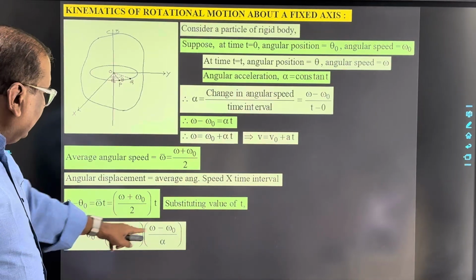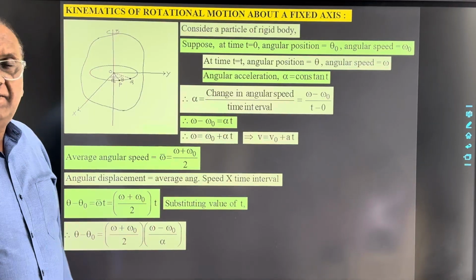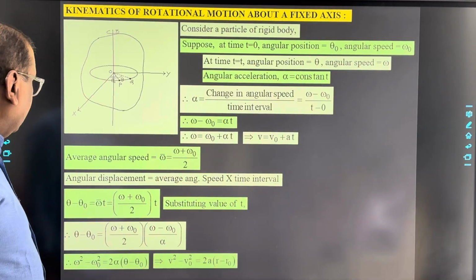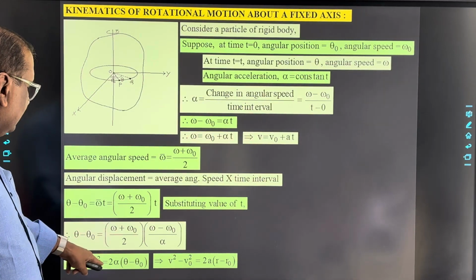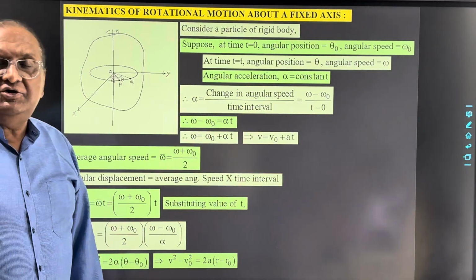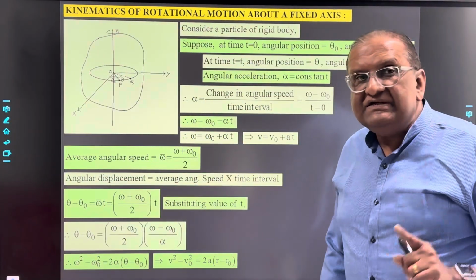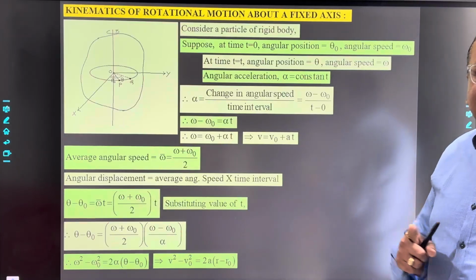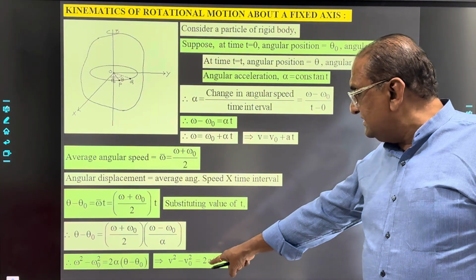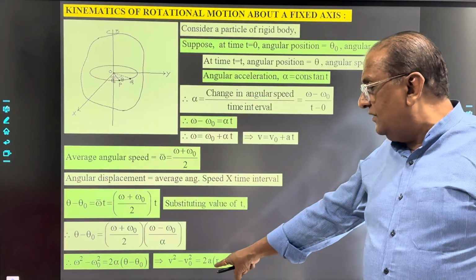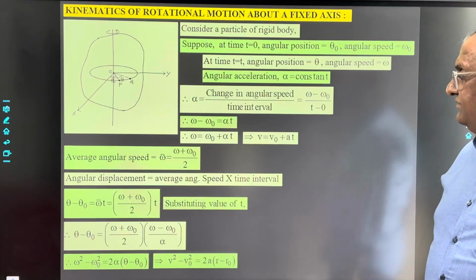So in the numerator we can write omega square minus omega 0 square, and in the denominator 2 alpha. So we can write omega square minus omega 0 square equal to 2 alpha into theta minus theta 0. And see, this equation is exactly like the equation of translational motion, v square minus v0 square equal to 2a into r minus r0.